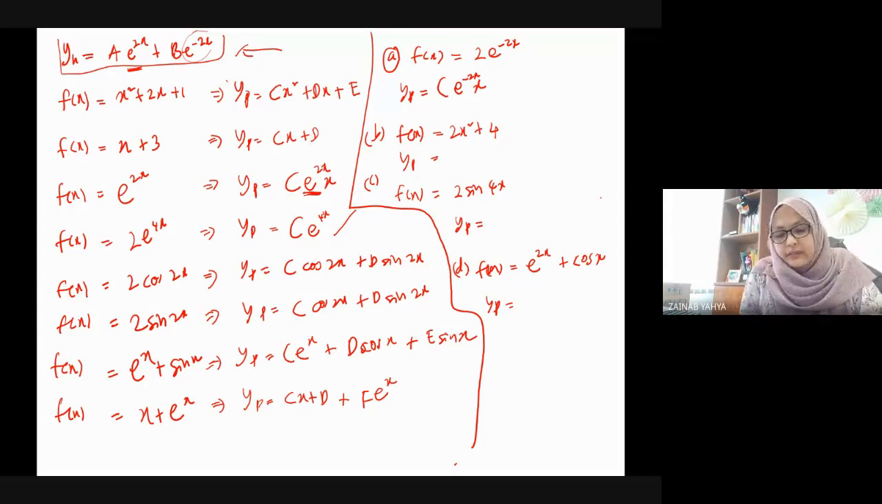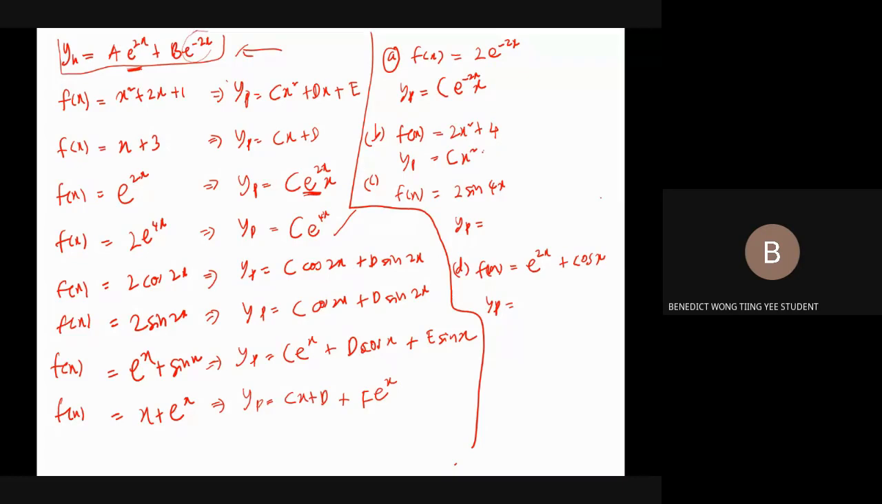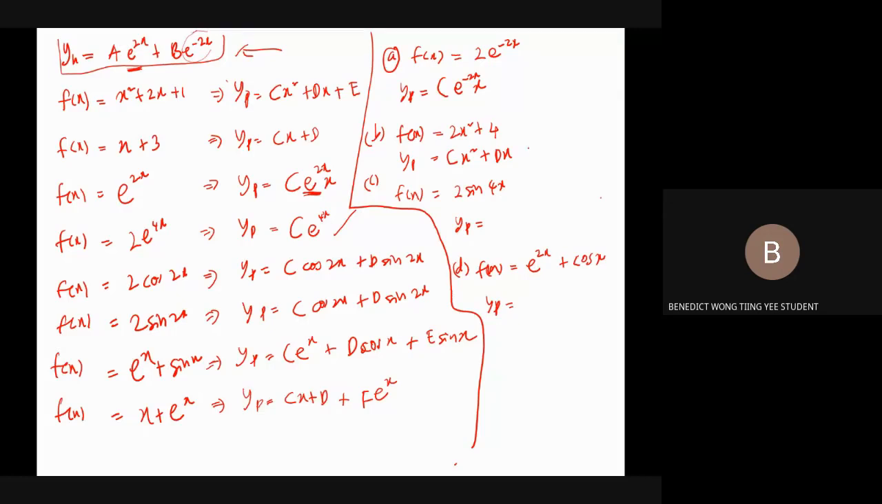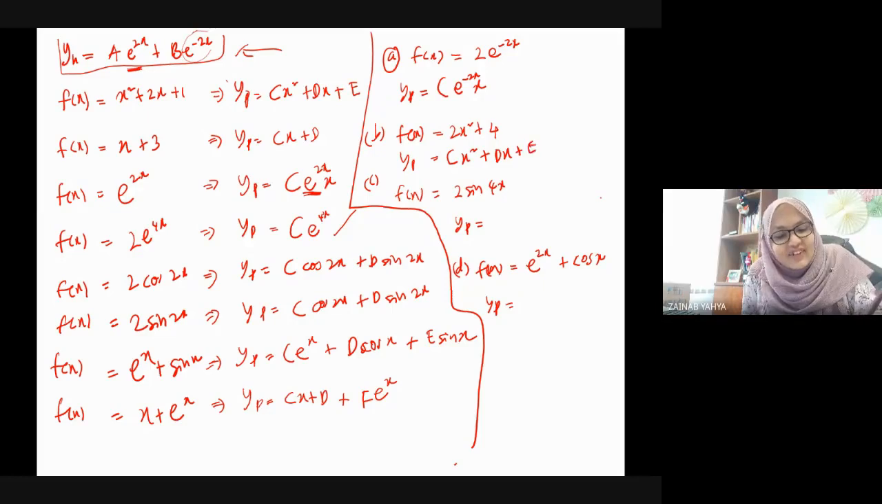Very good. Okay, B. Benedict, what is the answer for yp for B? Cx squared plus dx plus e. Don't forget the e. This one is fixed. Although you don't have x in there, although you don't have 4 in there, this is fixed. Always these 3 terms if it has 2 others. Okay, thank you very much.